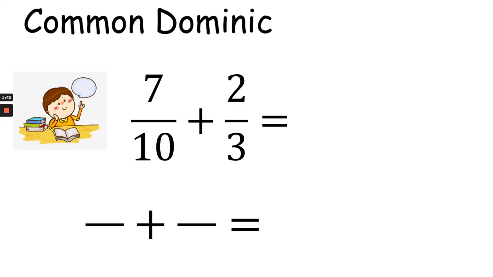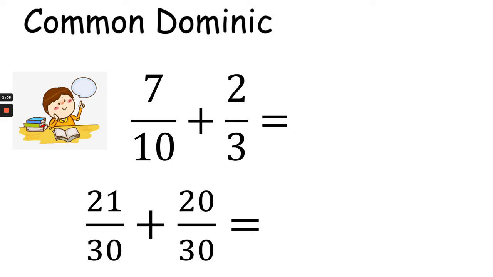So I've got 7/10 and 2/3. I'm using a common denominator of 30. So I've got to turn those tenths into 30ths, making sure that whatever I did to my denominator, I do to my numerator. So 7/10 becomes 21/30. It's the exact same value, they're both equivalent. And I do the same to 2/3. I need those 2/3 to become 30ths. It gives me 20/30.